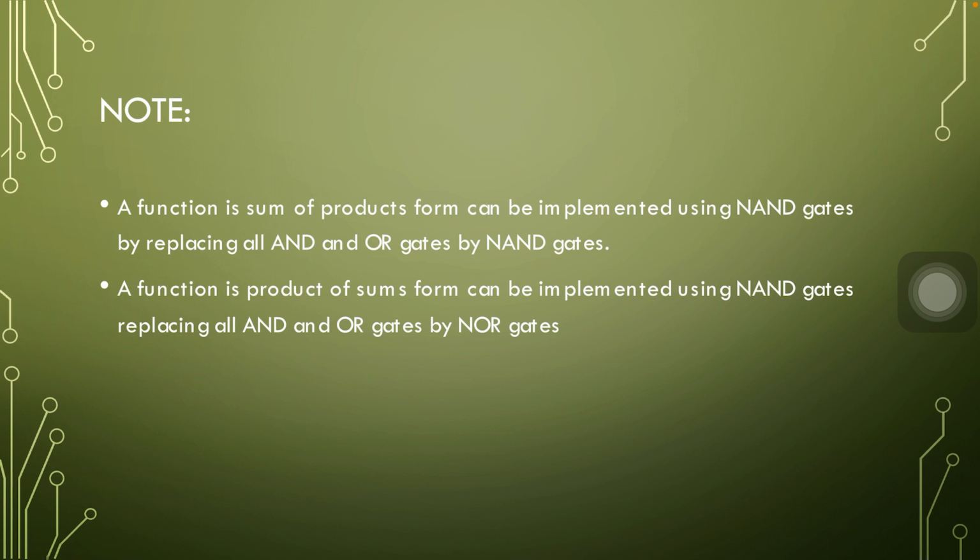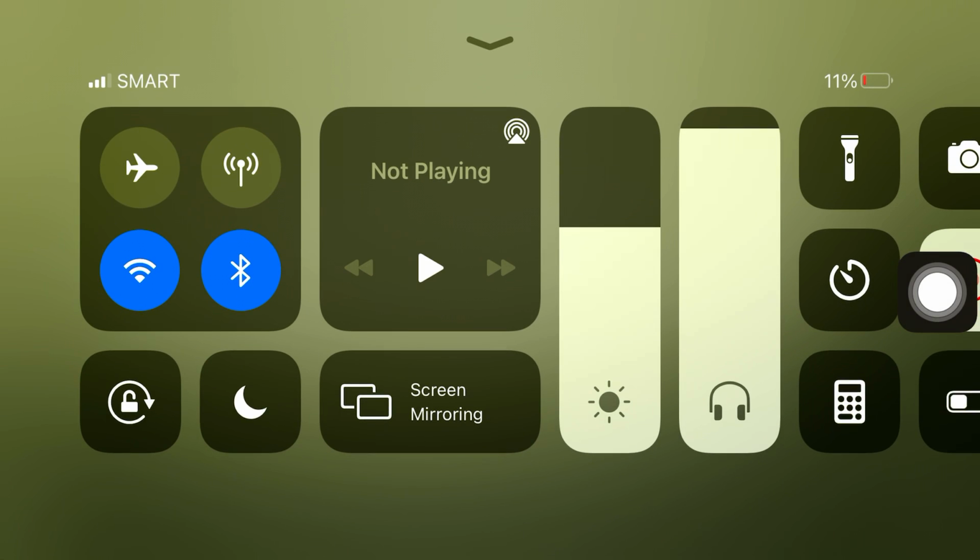We have to note that a function in sum of products form can be implemented using NAND gates by replacing all AND and OR gates by NAND gates. A function in product of sums form can be implemented using NOR gates by replacing all AND and OR gates by NOR gates. So that's all for the basic logic gates.